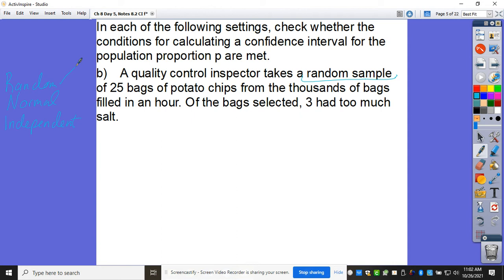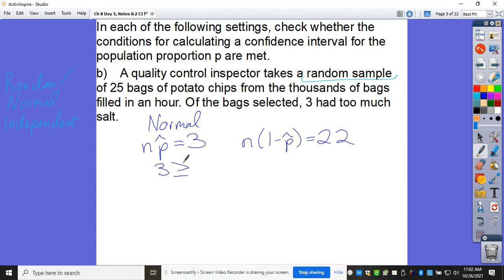So the thing would be 3. So this is where we would actually need to write it out. So n times p hat gives me what? N times 1 minus p hat. 22. So 3 is not at least 10. You should write words there, but there's a reason I don't want you to write. I always go and talk about it.